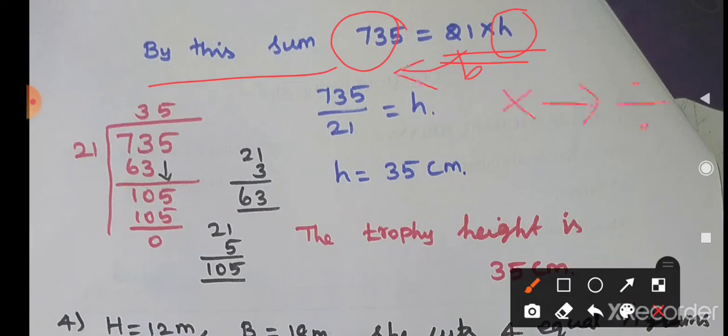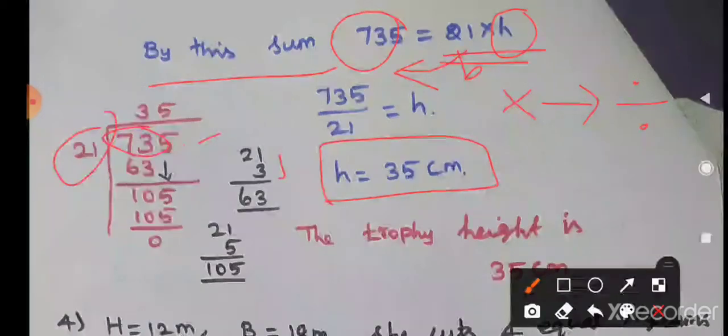So 735 divided by 21 is equal to 35 centimeter. Here 735 is the dividend and 21 is the divisor. Take the first two numbers, 73. So 21, how many times in 73? We are multiplying 3 times.